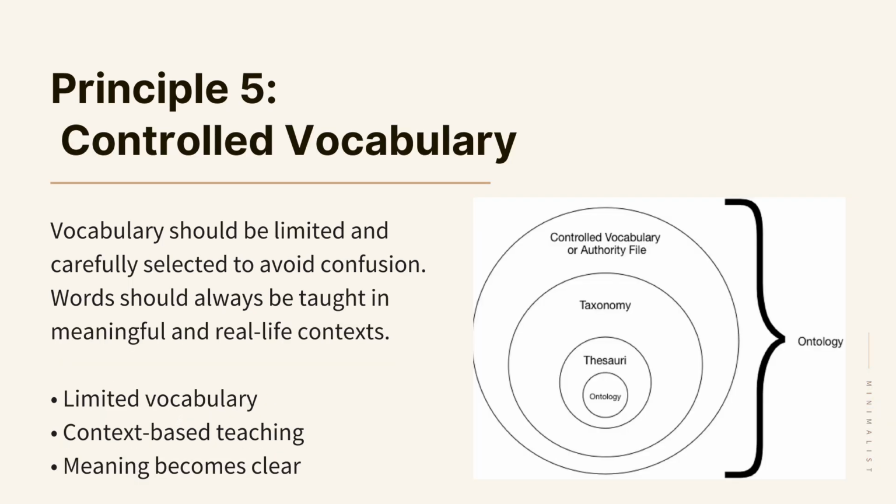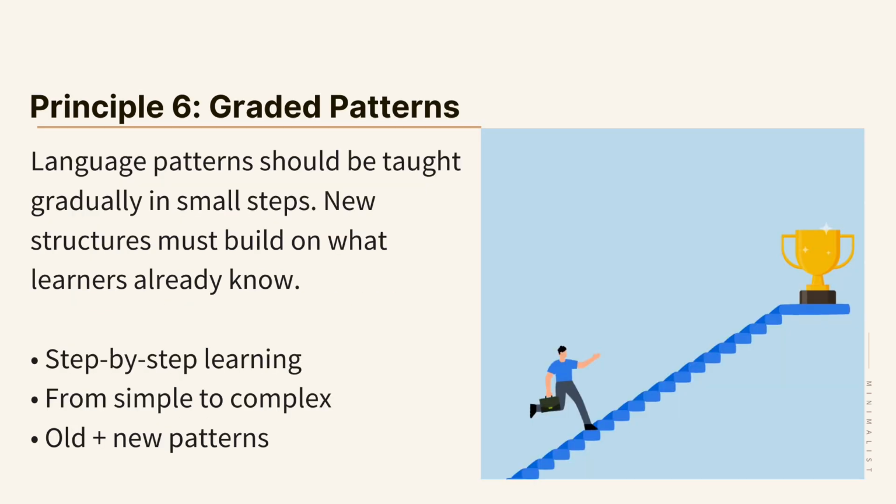The fifth principle stresses controlled vocabulary. Vocabulary should be limited and taught only in meaningful contexts. Too many words at once may confuse learners, while contextual learning reinforces meaning. The sixth principle deals with graded patterns. Language patterns should be taught gradually in cumulative steps, building on what learners already know and using familiar vocabulary.